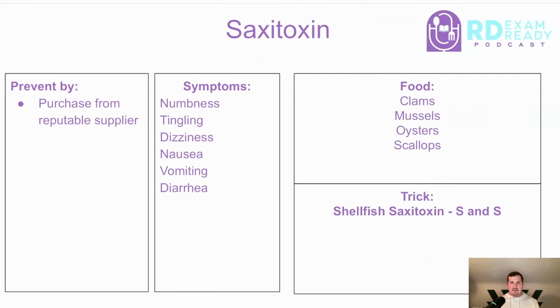Sorry about that. Saxitoxin. Saxitoxin is going to be prevented from purchasing from a reputable supplier here. This one cannot be smelled or tasted. It is not destroyed by cooking or freezing. It can be very, very drastic too if you end up coming in contact with this. Symptoms are going to be numbness, tingling, dizziness, nausea, vomiting, and diarrhea. It occurs with our shellfish here: clams, mussels, oysters, and scallops. And your trick you could think of as shellfish S, saxitoxin S. We can put those together, and that's kind of what can occur there.